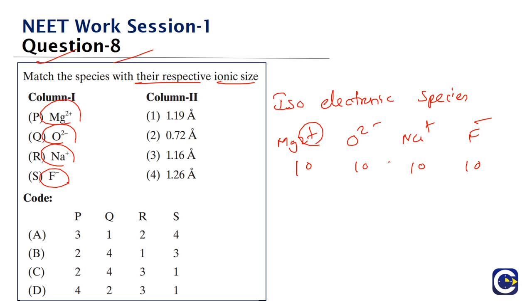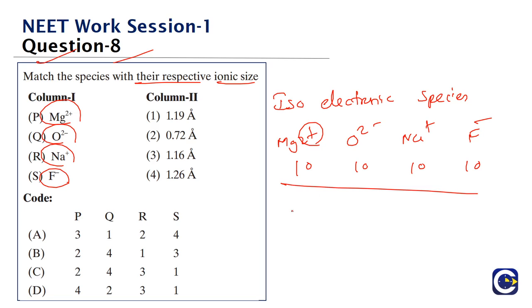Now remember, here we have to match the ionic size. We don't know whether the O2 minus is 1.19 or 0.72. The exact values we will not know. When they give a question like this, they are expecting us to answer by following the ionic size comparison for isoelectronic species. Isoelectronic species will have the same number of electrons. Now, how are we going to compare the radius of isoelectronic species?